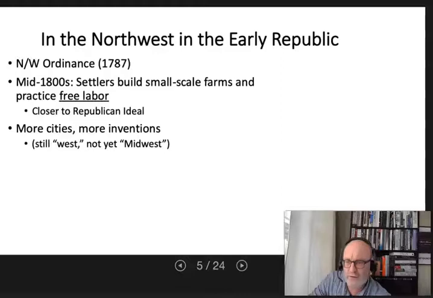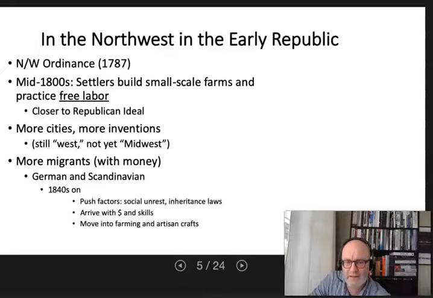This is far closer to the kind of Republican ideal of yeoman farmers or small holding farmers. Remember the Northwest Ordinance, 1787: Michigan, Wisconsin, Indiana, Ohio, Illinois. Those are free labor states, so no slavery. And you get a lot of migrants coming from Germany, Scandinavia, and they're leaving. They're not fleeing persecution. They're not hungry, starving, right?